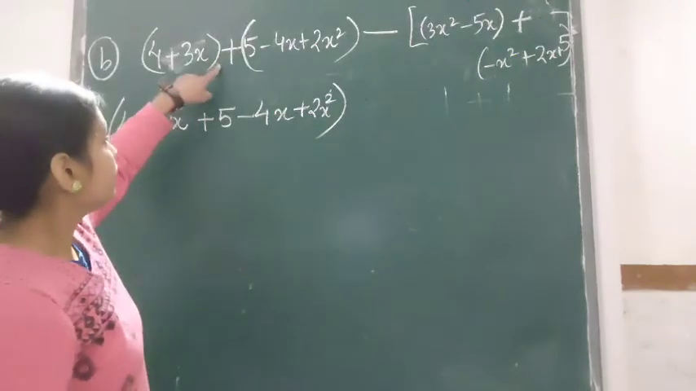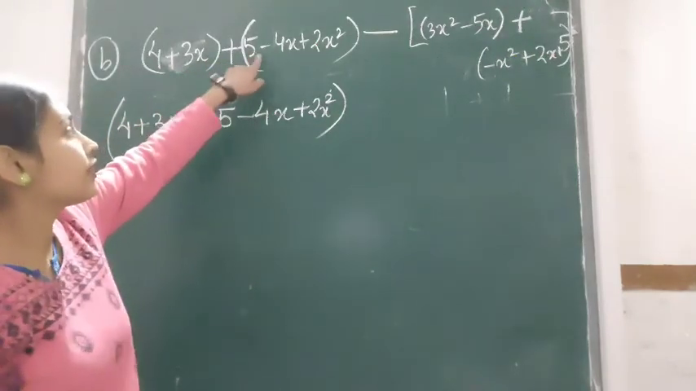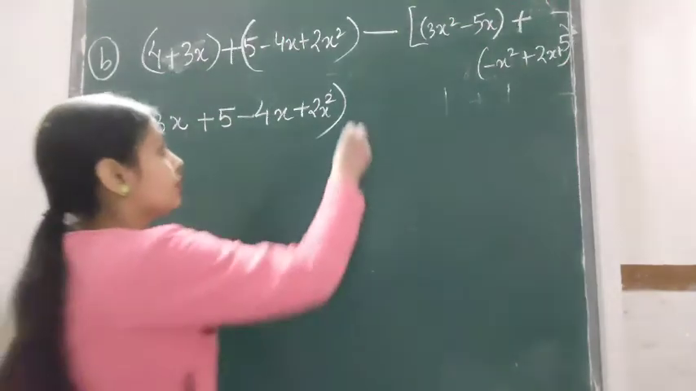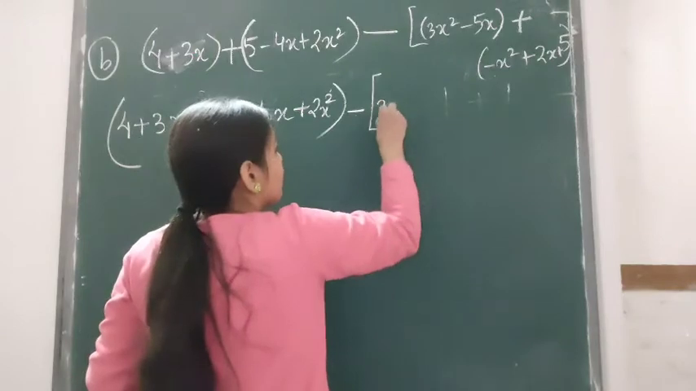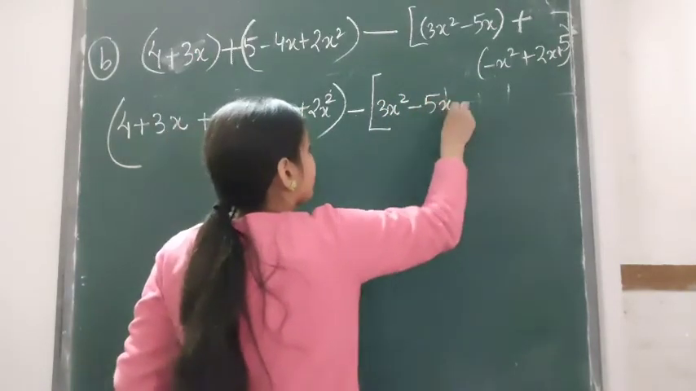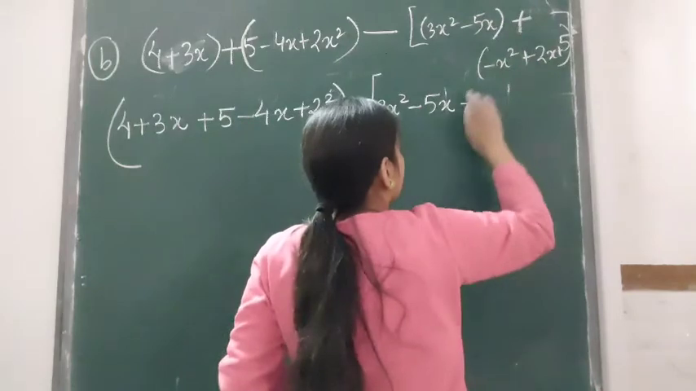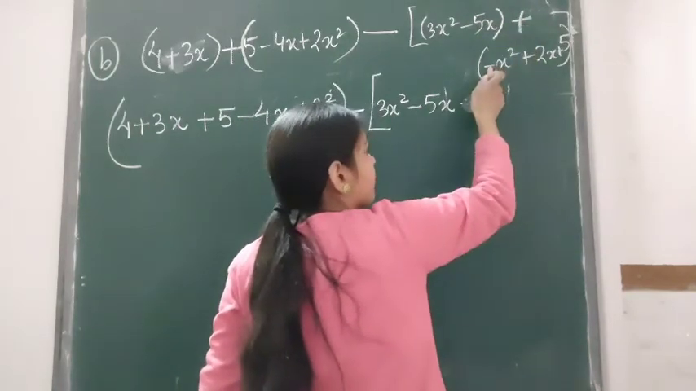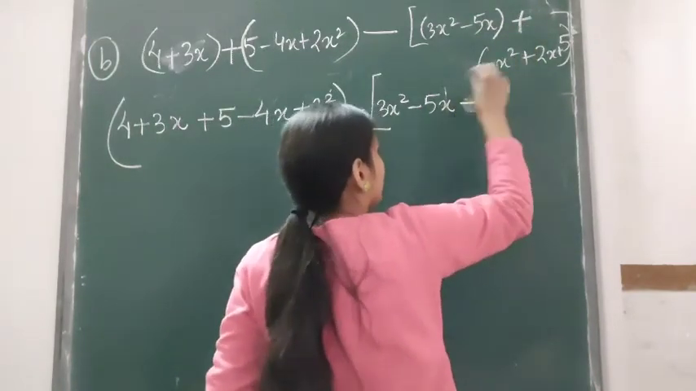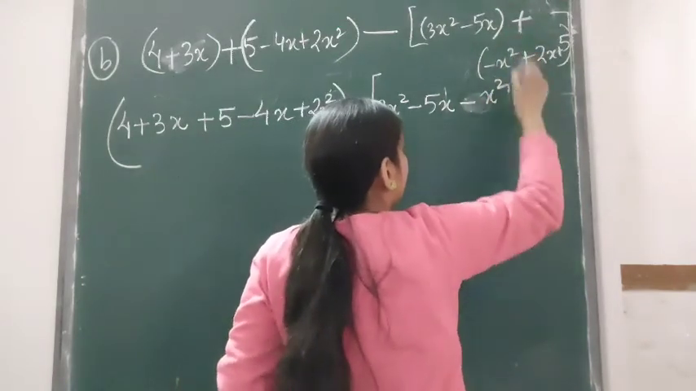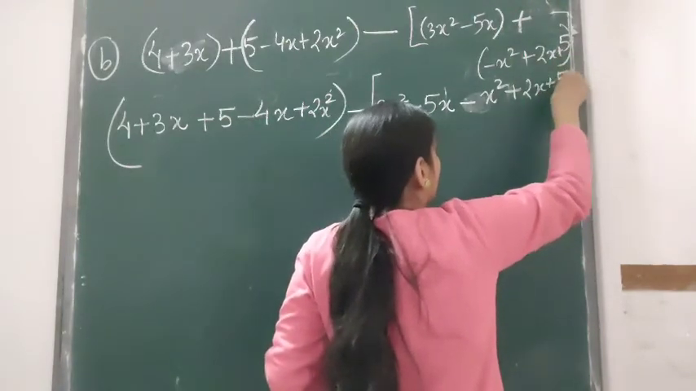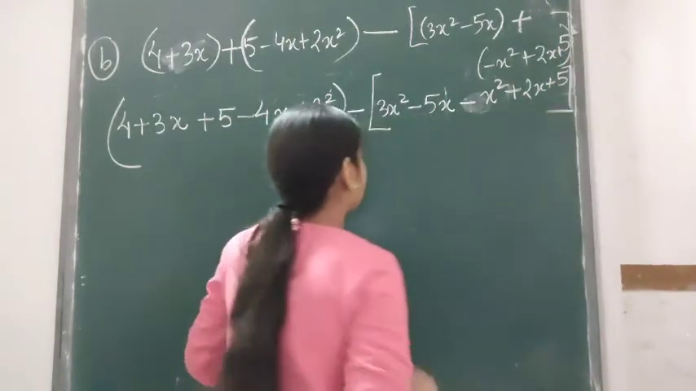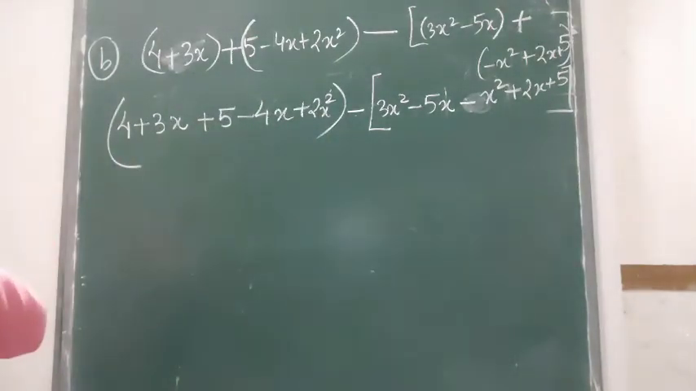Children, here plus sign is there outside this bracket, therefore the signs have not changed. Minus, we are not removing this bracket right now. 3x square minus 5x plus minus. Now see, there is a plus sign and there is a minus sign. So they both will multiply to each other. So this becomes x square. Plus will remain plus only. And again plus will remain plus only.